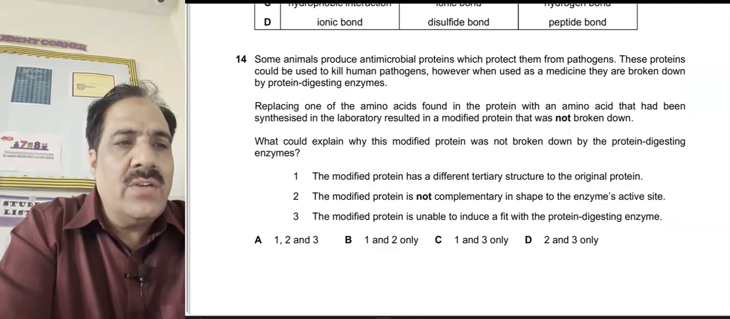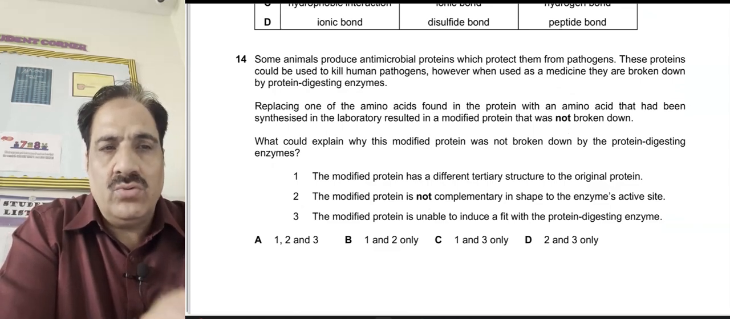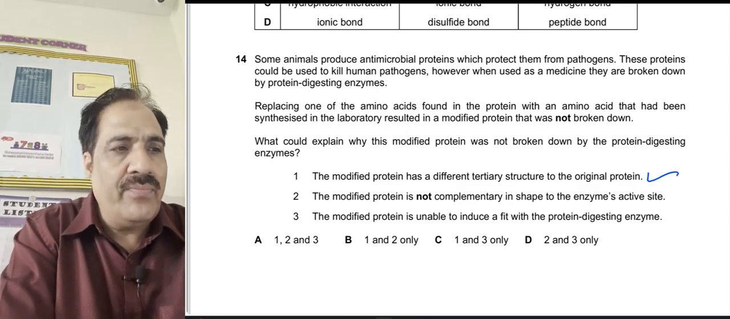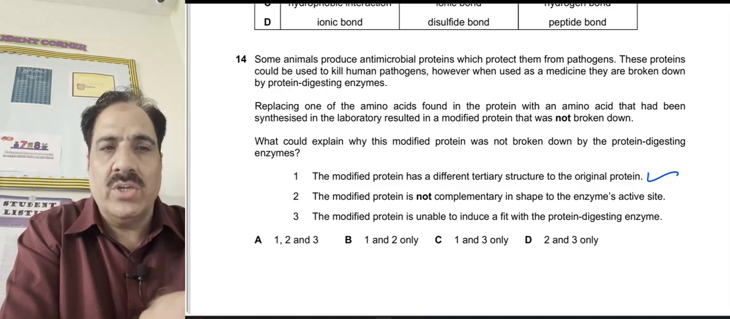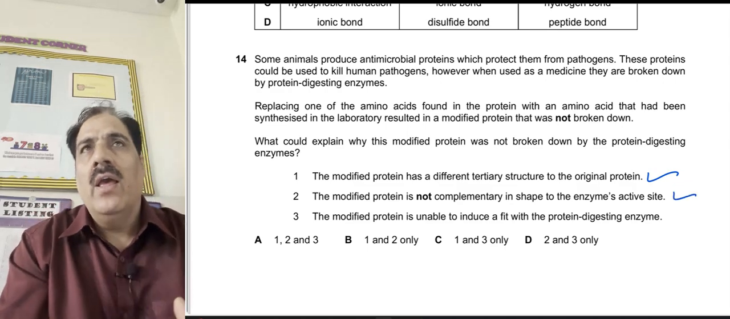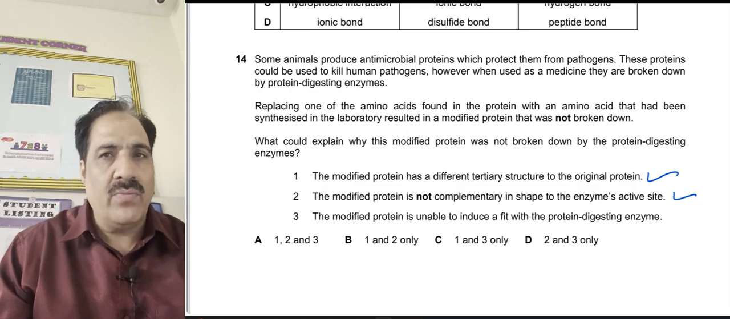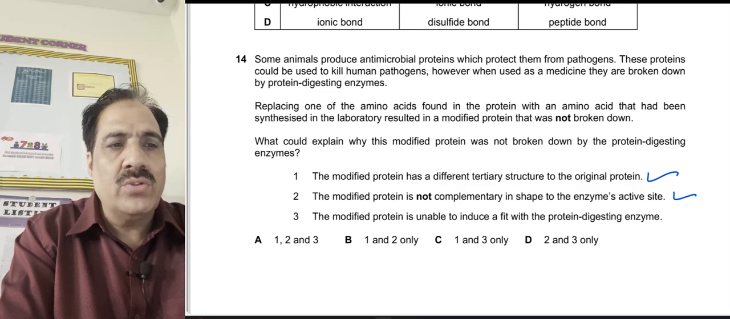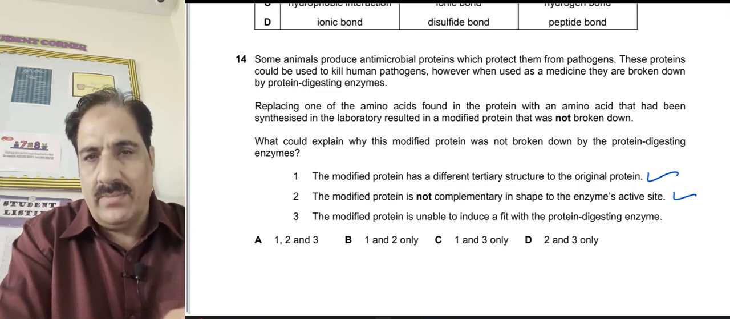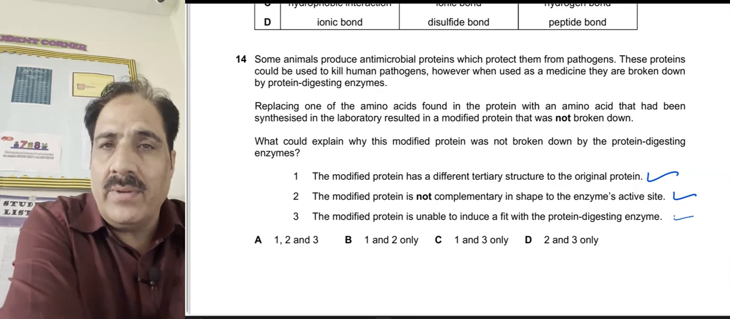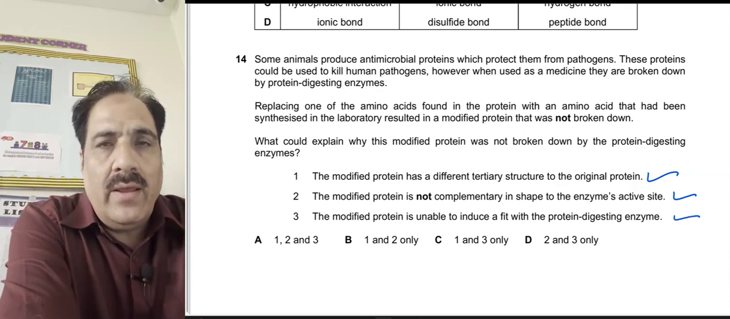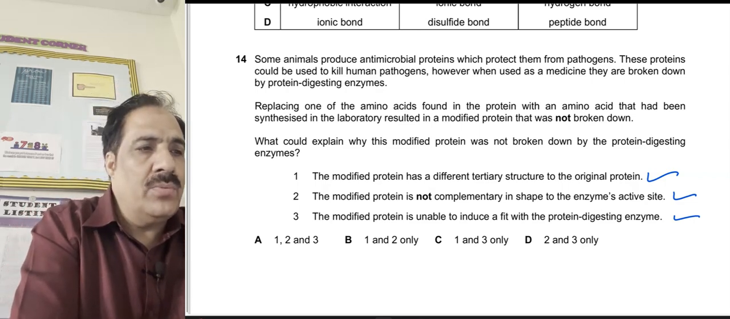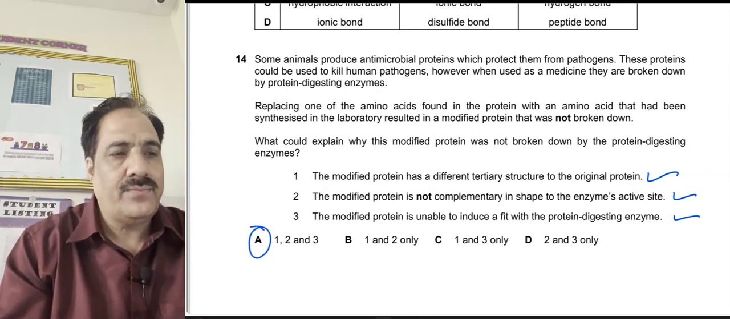The modified protein has a different tertiary structure to the original protein. This could be the reason. If the structure changes, it will not fit into the active site of the enzyme. The modified protein is not complementary to the shape of the enzyme. The same thing there. If it is not complementary to the shape of the active site, it cannot fit. So the enzyme will not be able to break it down. The modified protein is unable to induce a fit with a protein digesting enzyme. Again, the same thing. This is correct, because if it is not able to induce fit, then it will not be broken down by the enzyme. Then all the 3 options are correct, 1, 2 and 3.